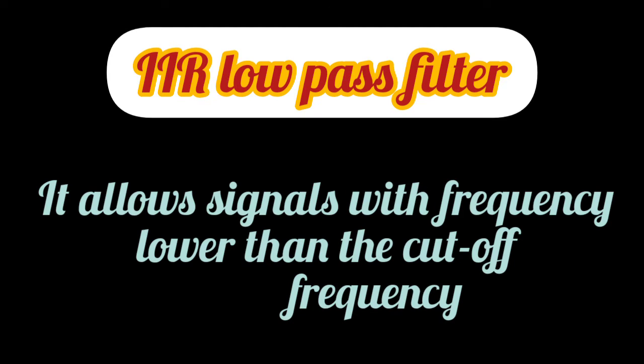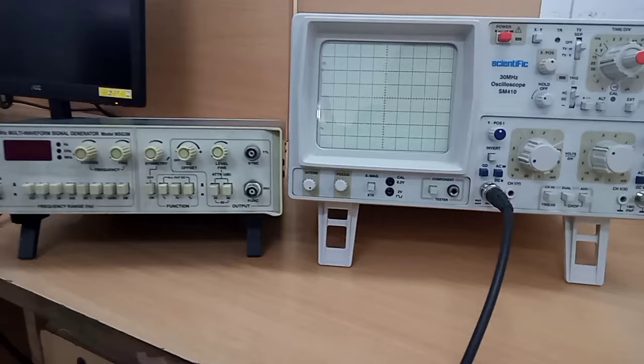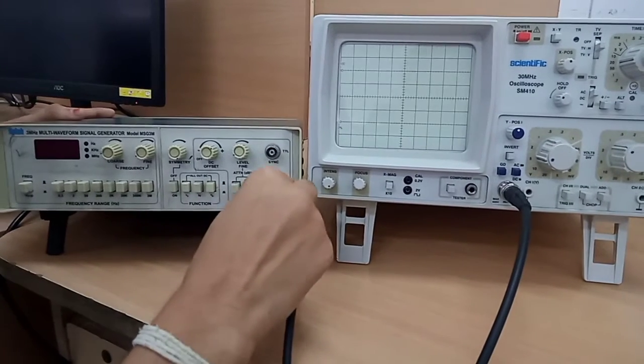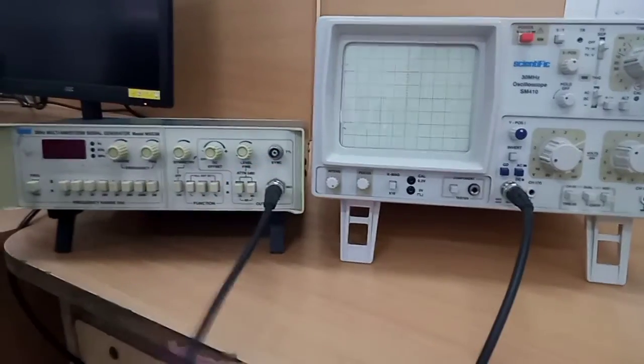Now we are going to see about the IIR low-pass filter. It passes signals with frequency lower than a selected cutoff frequency and attenuates signals with frequencies higher than the cutoff frequency. Before seeing the implementation, let's see the hardware connections to view the output.